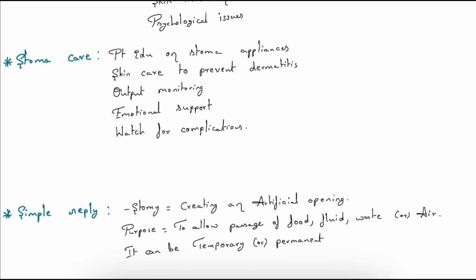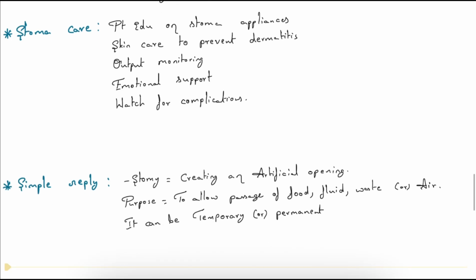Okay, next, how to do stoma care. We have to educate the patient on stoma appliances, how to use them and how to clean them. We have to teach the patient and give proper guidance and education. Then skin care to prevent dermatitis, because with a stoma the patient is going to get dermatitis and skin problems since waste material is coming outside. If that spreads, the patient will get dermatitis. So the patient has to do skin care and we have to guide. Next, output monitoring. Then we have to give emotional support.